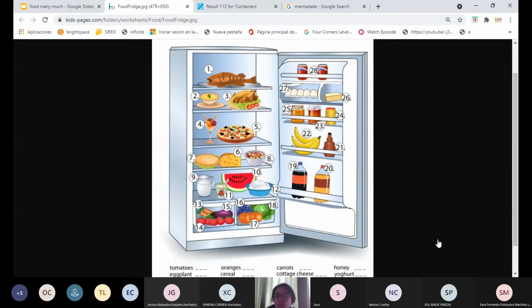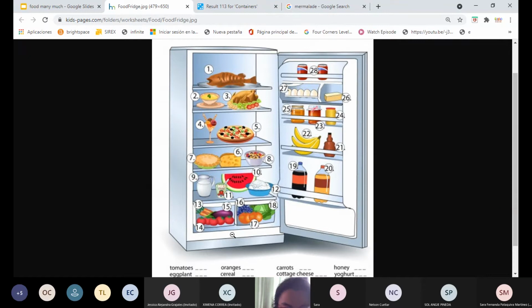Pero si yo solamente quiero saber cuánta leche hay, no pregunto específicamente la jarra, ¿cómo sería la pregunta? Vamos a utilizar how much. ¿Ok? Jimena? Okay, teacher. Like how much milk is there? Y en la respuesta sí me puedes decir there is 1 jar of milk.